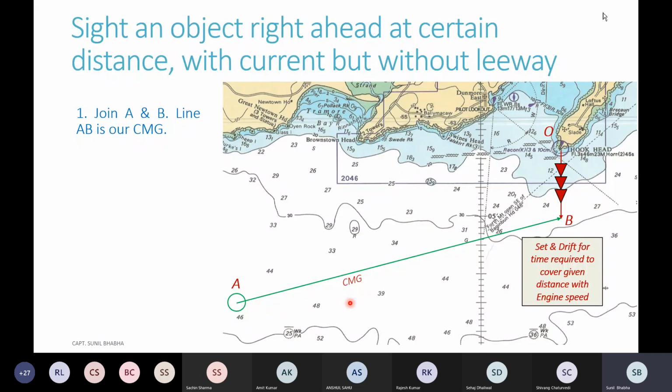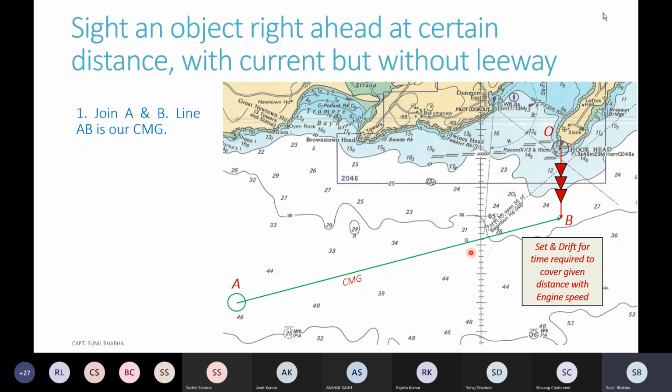So right now, a lot of questions will be coming in your mind. How is this our course made good line? The length of the current vector is for the time which is required to cover the given distance, but AB side could be of any length. So how is this our course made good? Let me explain the full procedure. It will become clear in your mind now. So AB is our course made good.